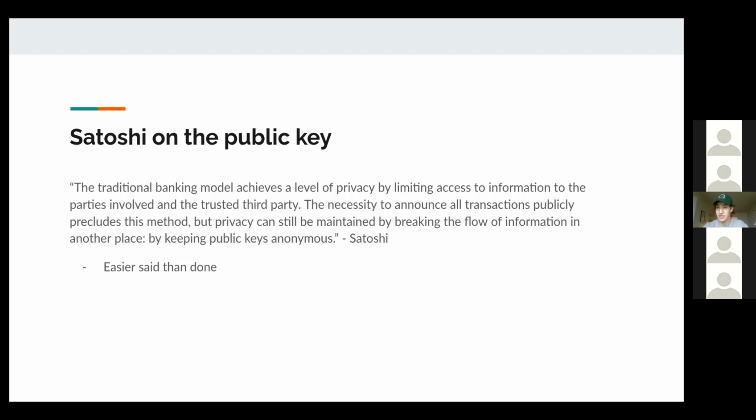That's a lot easier said than done, right? Because in order to make a transaction, it necessitates that you distribute your public key to people. And how do we trust them to not publish your public key or not publish your information attached to it?